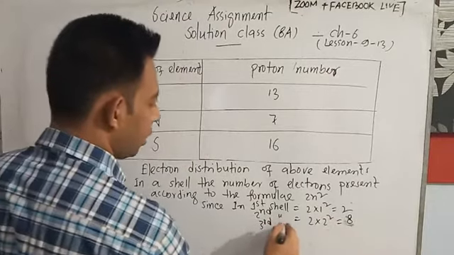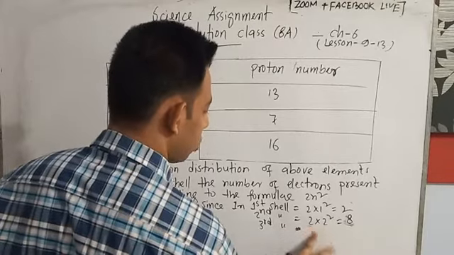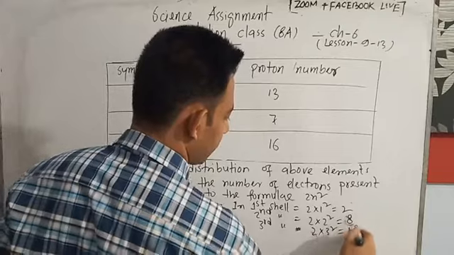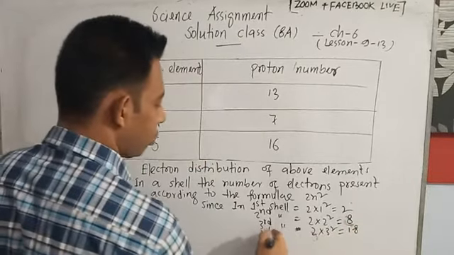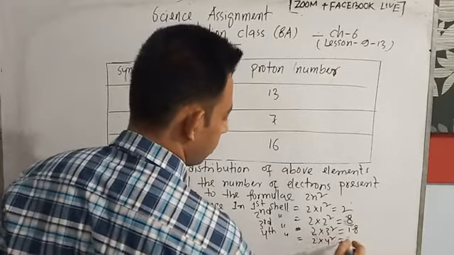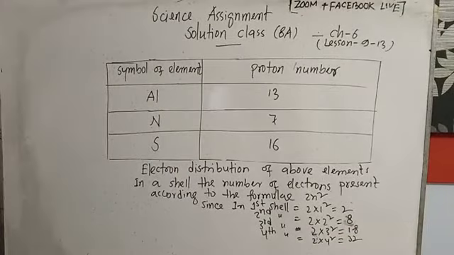Third shell maximum electron: 2n², 2 into 3 squared, 18. Fourth shell maximum electron: 32. In this way, we can find out the number of electrons in each shell.